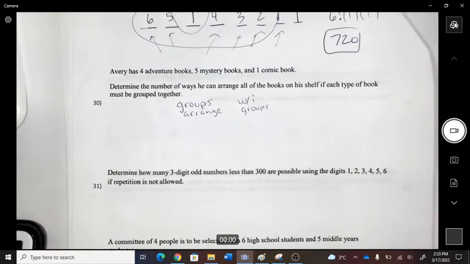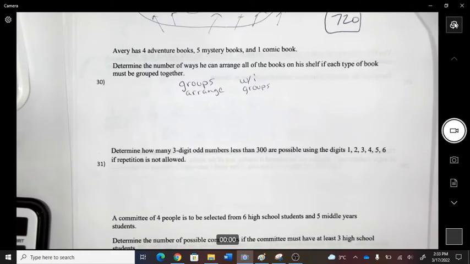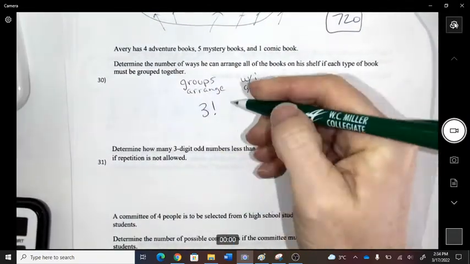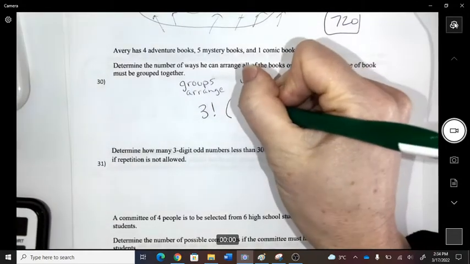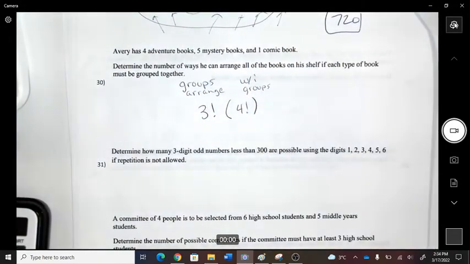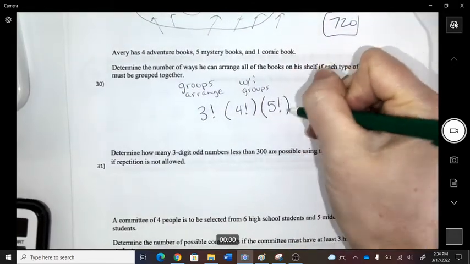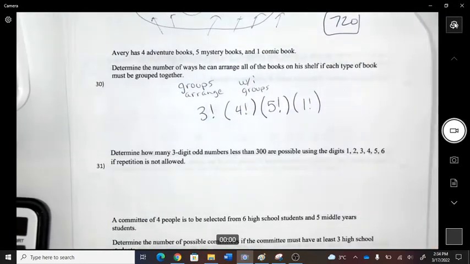So, how many groups do I have? 3. Because I could have put adventure, mystery, comic. I could go adventure, comic, mystery, right? That's 3. Then, what could I do within the adventure books? I could move the adventure books around within themselves. What about the mystery books? 5. And the comic book, I guess, that's just 1.